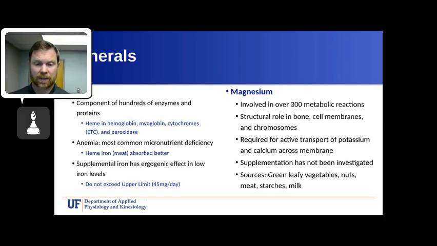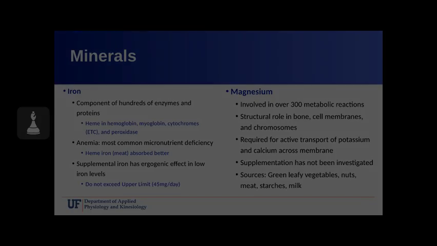Like iron, magnesium supplementation has been shown to have ergogenic effects on males and females with low magnesium values to begin with, but intakes above the RDA for individuals who have normal magnesium levels do not affect exercise performance nor body composition. Sources of magnesium include green leafy vegetables, nuts, meats, starches, and milk.